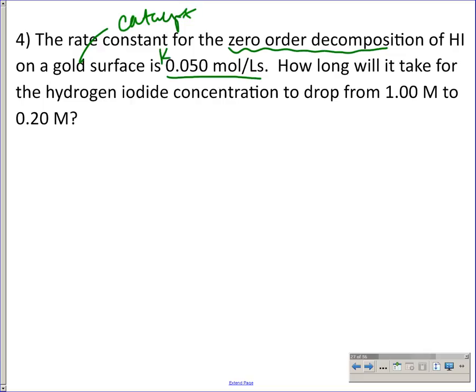So the question: how long will it take for the hydrogen iodide concentration to drop from this to this? So where's the initial? Concentration initial, sorry, I'm in thermochem and honors, I keep saying TI. Concentration initial, concentration final. Okay, integrated rate law, zero order. You know this? Concentration final. Yeah, negative. First and zero order are both negative. Second order is the only positive one.